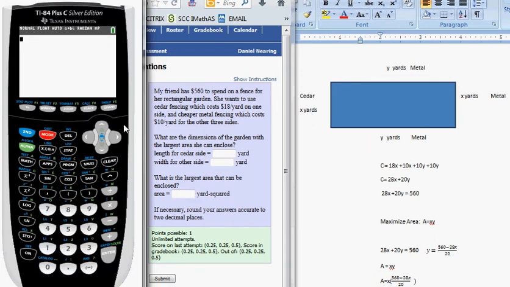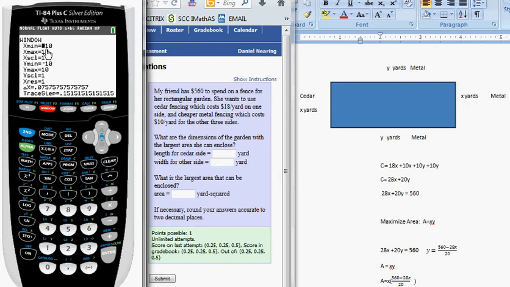So here goes. If you're in my college algebra class, you'd be going to Y equals and typing this equation in like X, parenthesis, what is it, 560, subtract 28X, and then all of that's being divided by 20. Now I'm just going to go to my window, which is a standard right here.